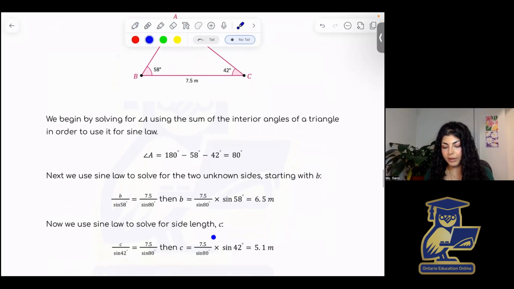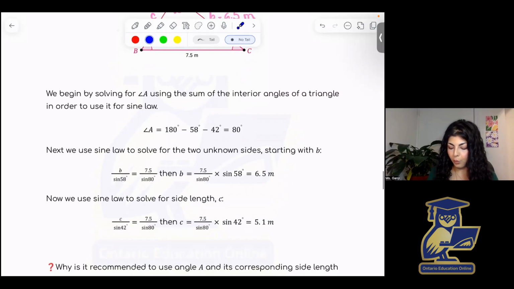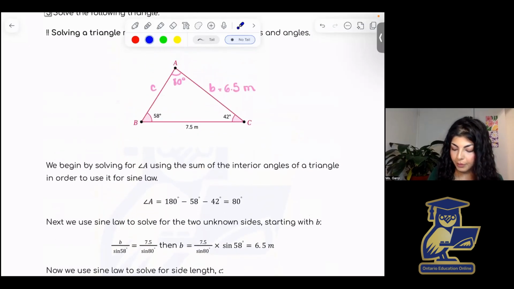And now we also solve for side length C. It's the same process, but now we use sine of 42 degrees because it's the angle opposite to side length C, and we get 5.1 meters. So here I will label this as 5.1 meters.